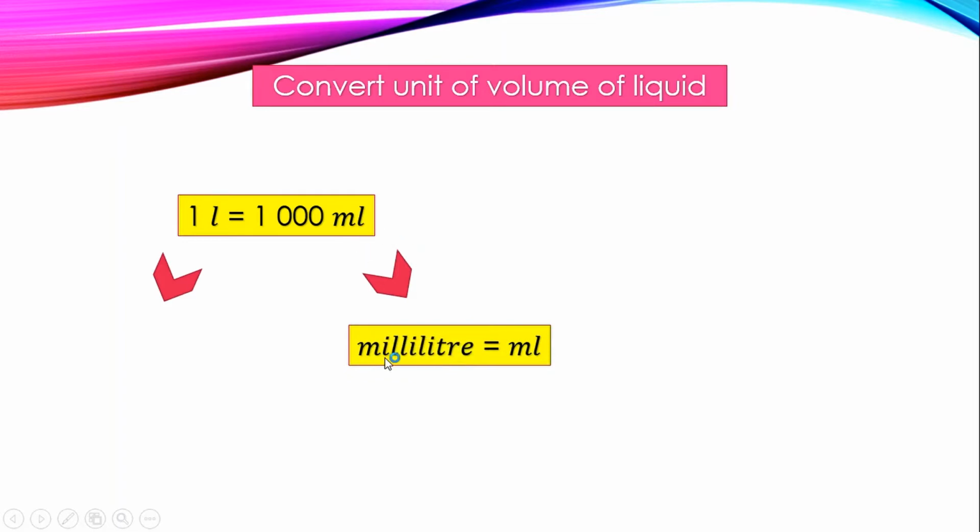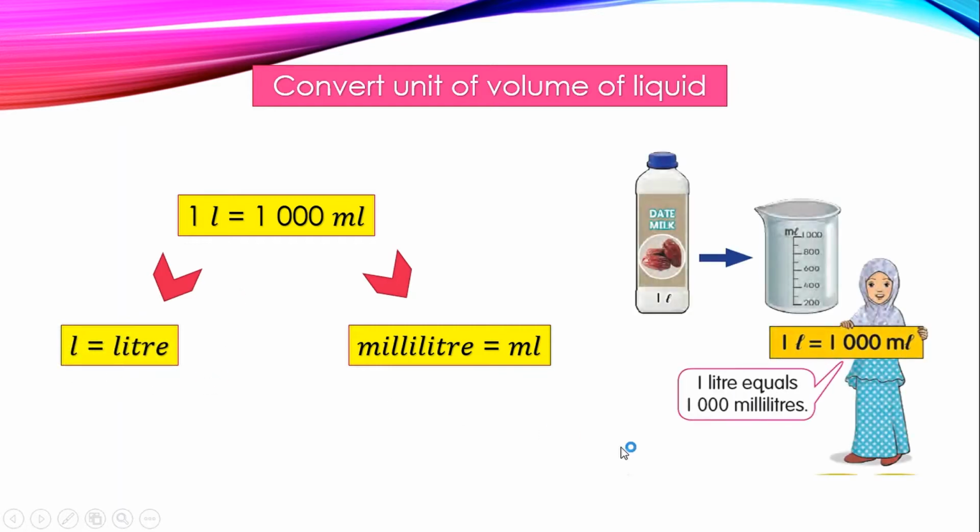ML stands for milliliter. L stands for liter. Look at here. 1 liter date milk equal to 1000 milliliters.